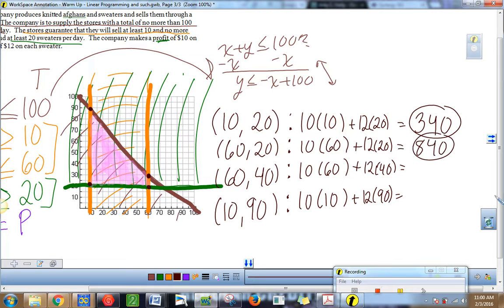All right. 60 plus 48. I'm going to throw a 0 on the end of it. 1080. Ooh, that's really big. Okay. And then 100 plus something. 1180. Winner, winner, chicken dinner.